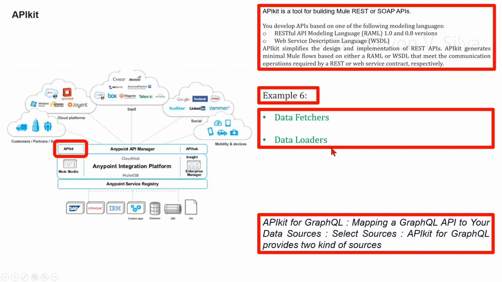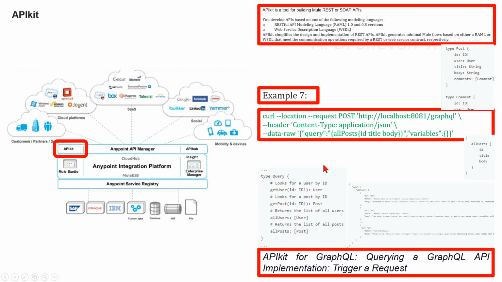your data. Now we are considering querying GraphQL API implementation. Here is the trigger request in APIkit for GraphQL. The following examples illustrate the implementation of a GraphQL service to query data using APIkit for GraphQL. Before running this example, download and run the APIkit for GraphQL application example in the documentation, which loads a simple dataset in memory for testing purposes.